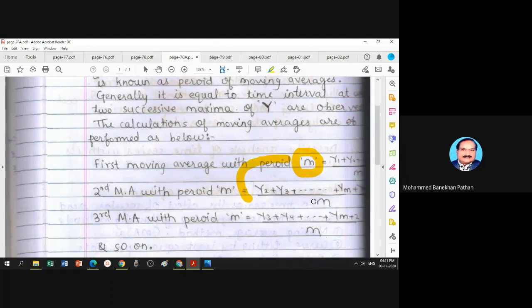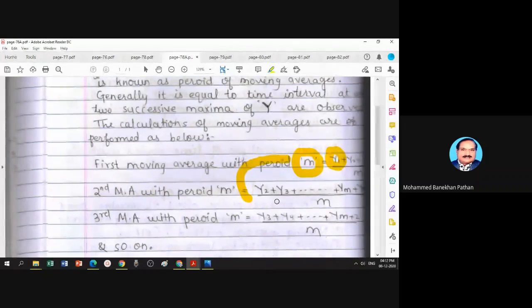What do you understand? The first calculation uses the first m values. For the second moving average, drop the first value of the data. This y1 is discarded and the calculation starts from y2 and adds the next value from the time series, that is ym plus 1. If I want to explain numerically, suppose m equals 3, then my first moving average is y1 plus y2 plus y3 divided by 3. The second moving average will be y2 plus y3 plus y4 divided by 3.